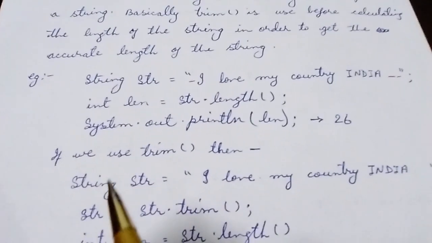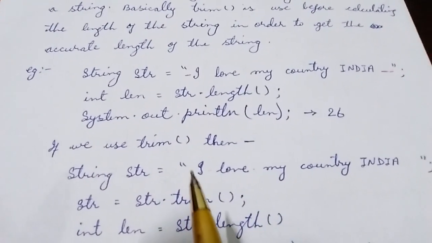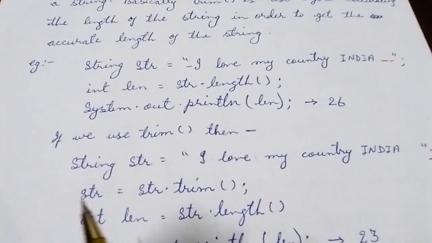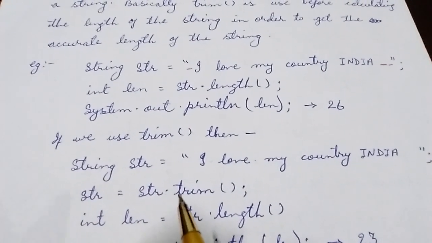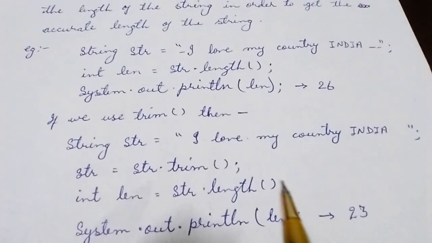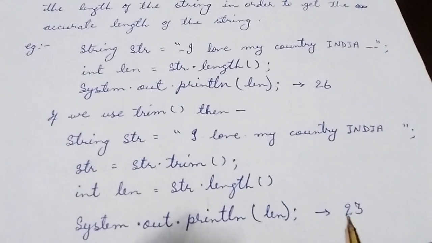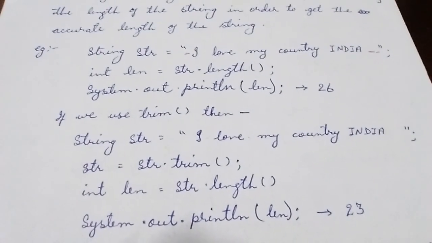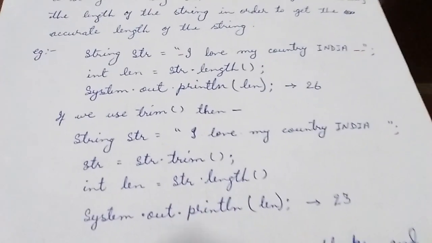So the best way is we first trim it. It means we remove the white spaces. To trim, we will write str equals to str dot trim. And then when we calculate the length of the string, it will return 23, which is the exact number of characters which are present in the string.